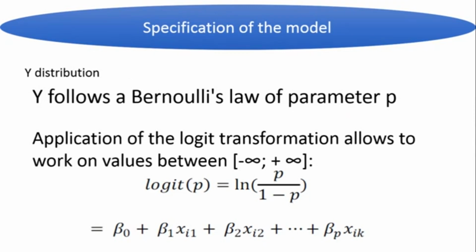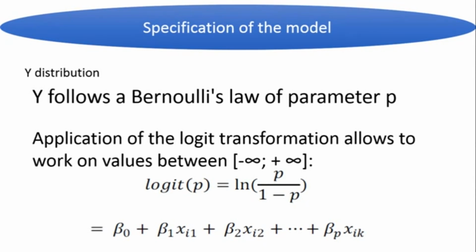For the y distribution, we can say that y follows the Bernoulli law of parameter p. p is the parameter that we are going to estimate using a logistic function. So if we have two modalities, we can suppose that our variable follows a Bernoulli law of parameter p.